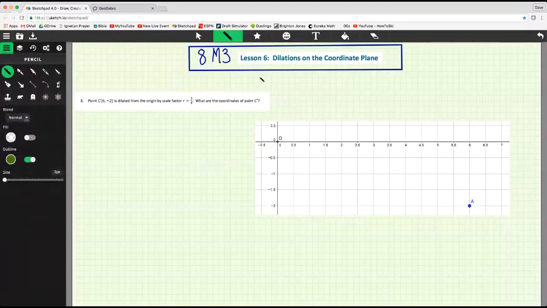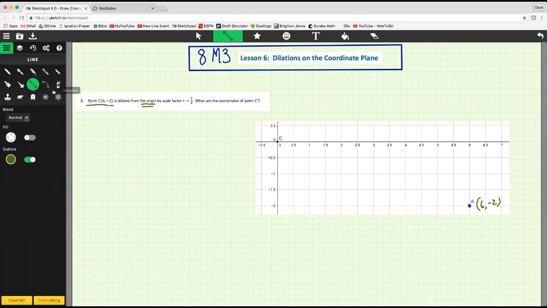let's look at our key pieces of information that we need to know. Let's read the question. Point C is at 6 comma negative 2, right? 6 and negative 2. From the origin, we're going to scale from the origin. So if we're scaling from the origin, we have to start at the origin and draw our line through here. So our dilated point is somewhere on this line.